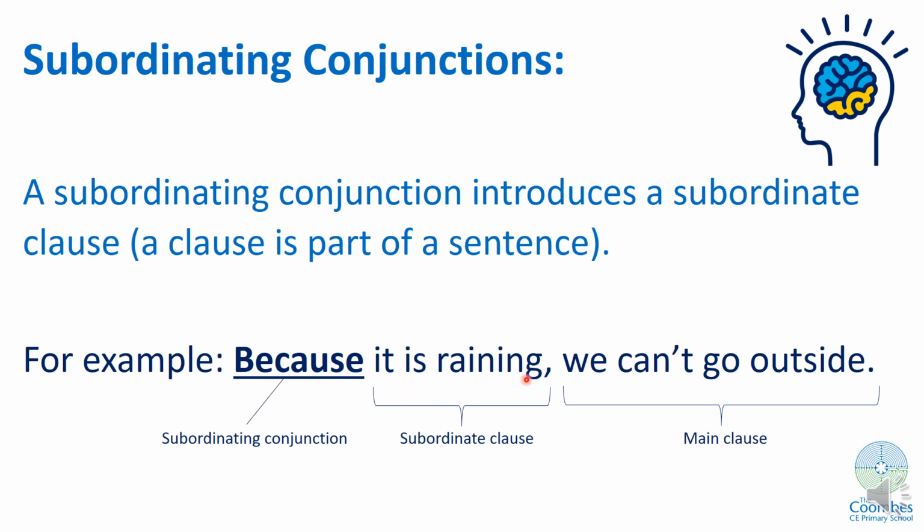Because it is raining, we can't go outside. This clause here, our subordinate clause, can't stand on its own as a sentence. It wouldn't make sense. Because it is raining isn't a sentence on its own. It just gives us a little bit more information about our main clause. We call this our subordinate clause, and in this case, because is our subordinating conjunction. A little bit trickier, I know.